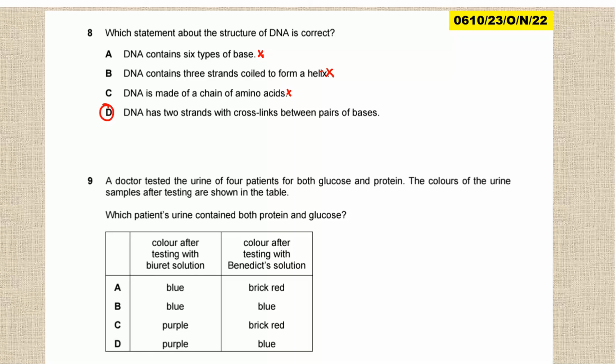Question 9. A doctor tested the urine of 4 patients for both glucose and protein. The color of the urine samples after testing are shown in the table. So the color for the biuret test, blue, the one that remained blue. Then here the color for the Benedict's test cannot turn brick red. Then this other one remained blue. Now what is the question? Which patient's urine contained both protein and glucose? So we need purple on the protein, then brick red on this other part. So in other words, it's C.